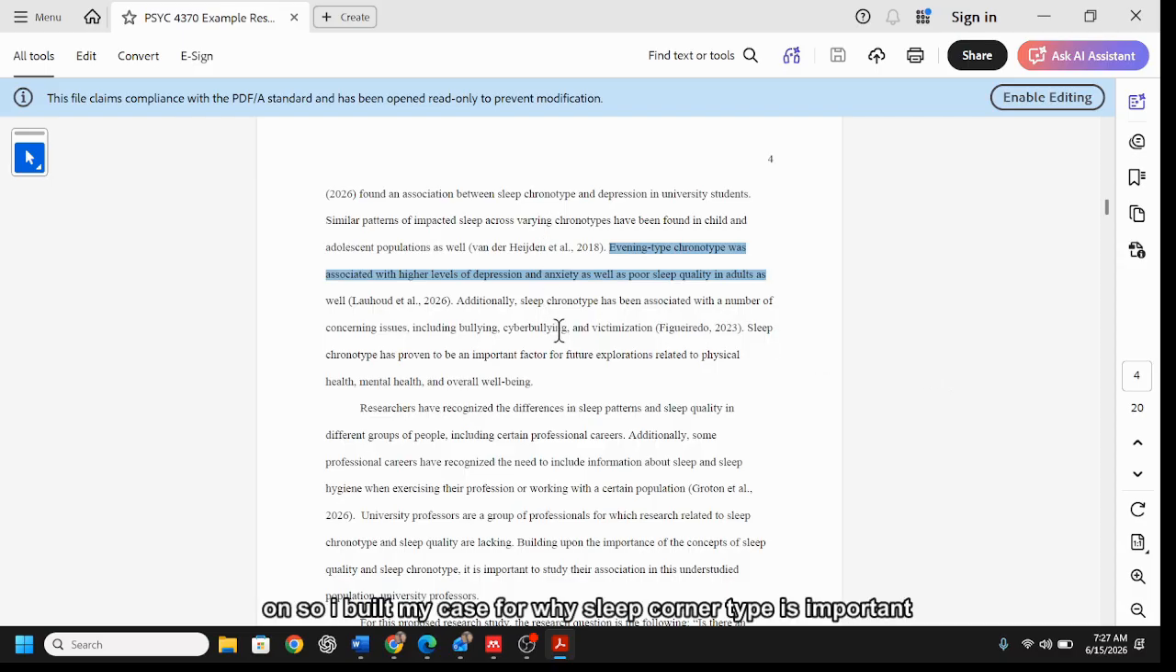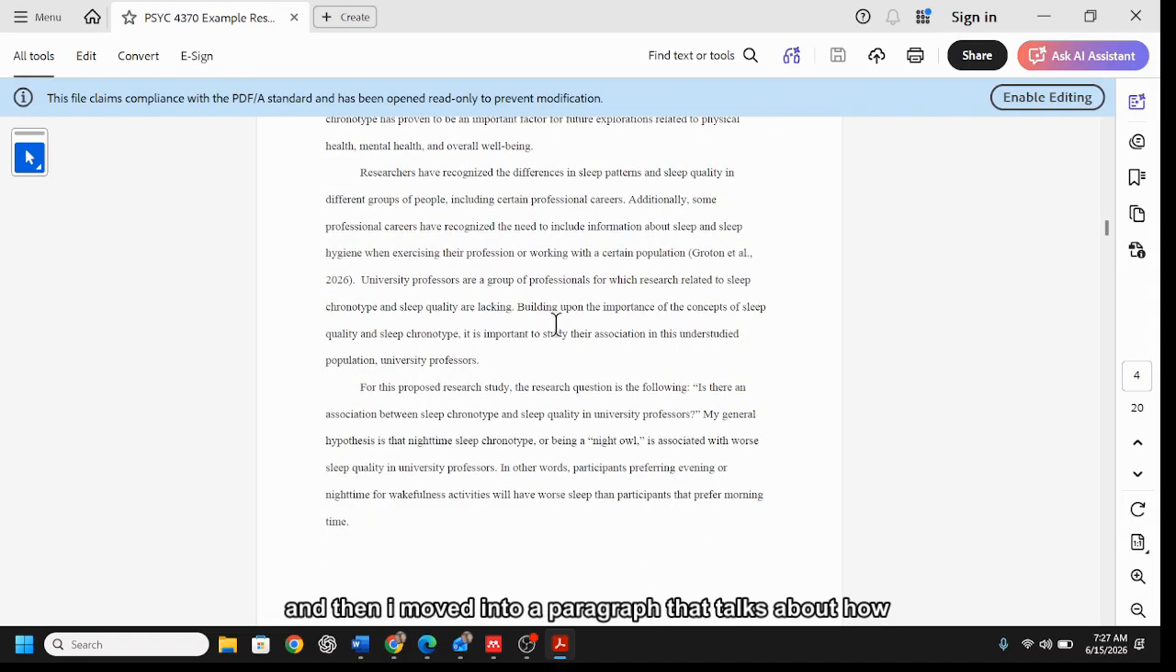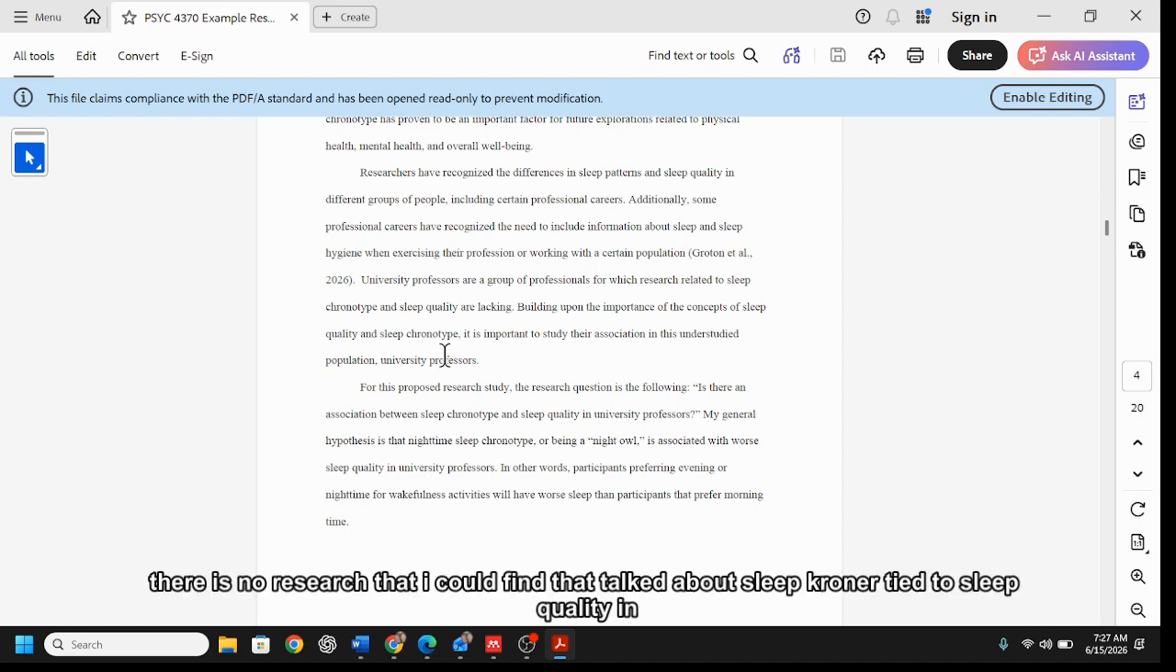So I built my case for why sleep chronotype is important. Then I moved into a paragraph that talks about how there are different sleep patterns and sleep quality across different groups, certain professional careers, and I have a citation for that as well. Then I talk about why I'm studying this particular population. University professors are a group of professionals where there is a lack of research. There is no research that I could find that talked about sleep chronotype and sleep quality in professors.